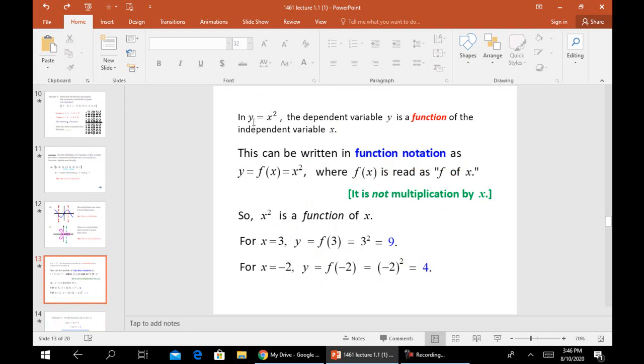When we write y is equal to x squared, remember that this is a function, and we say that y is a function of x. We say x is an independent variable, y is a dependent variable, and we use the function notation that f of x is equal to x squared.